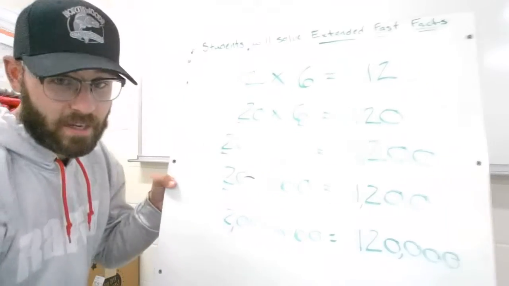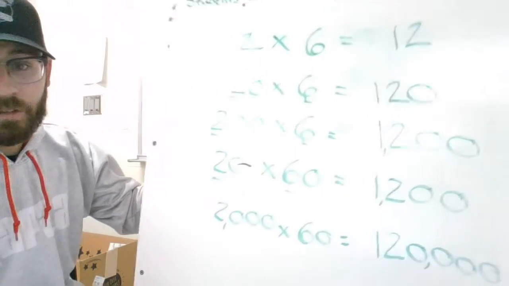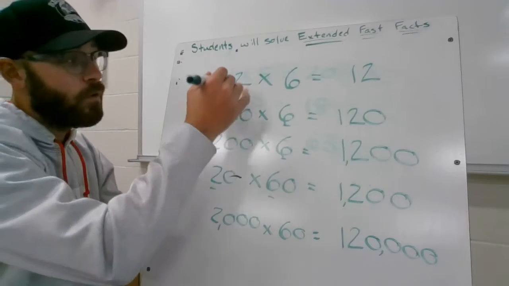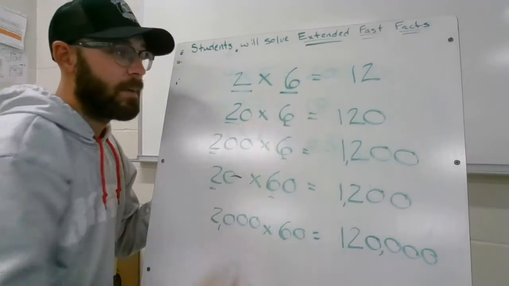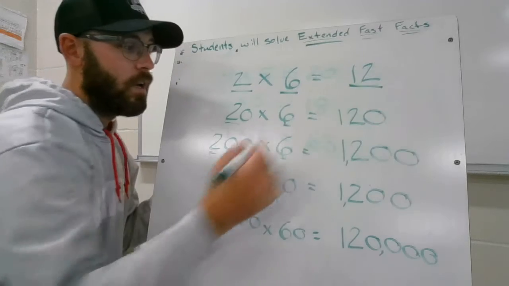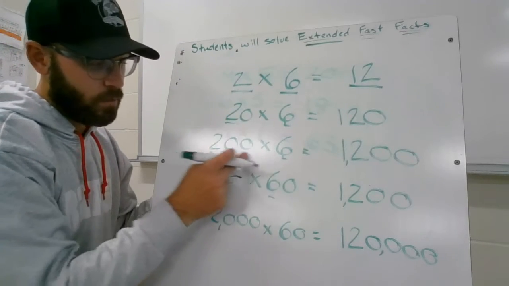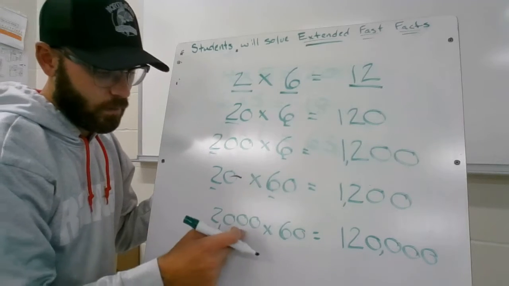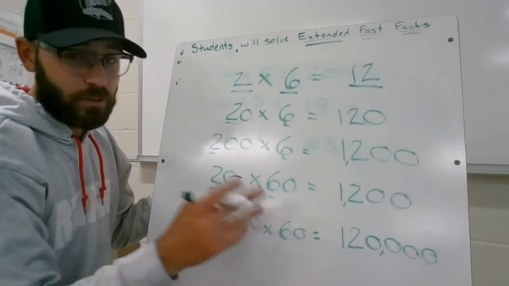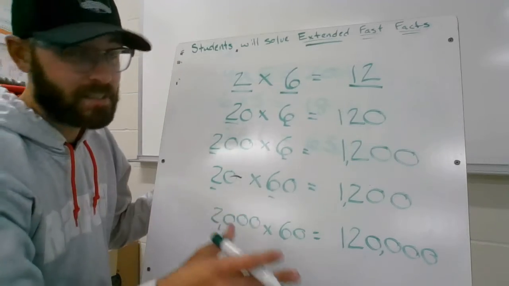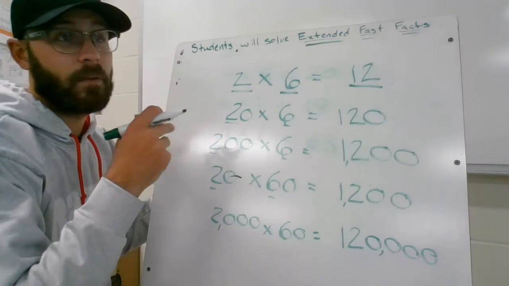The extended fast fact trick goes like this. I'm going to try to get the glare off the screen first. Okay, here's how it works. If you know your fast fact, 6 times 2 equals 12, and you have anything that has a fast fact with extra zeros on it, notice how they all end in zeros. This only works for multiplication. It does not work for addition. It does not work for division. It does not work for subtraction.